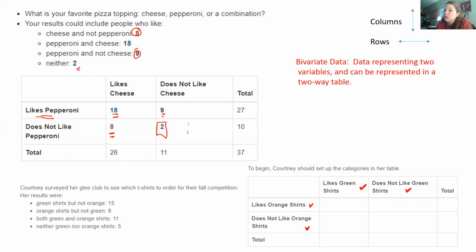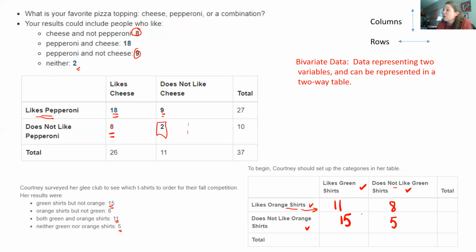If we want people who like green shirts but not orange, green shirts are here, and does not like orange shirts. These are 15 people who like green and do not like orange. How about people who like orange shirts? Right here, I'm looking for likes orange shirts. I'm looking at this row, but not green. Well, these people right here do not like green, so those 8 will go right here. How about the people who like both? Likes orange, likes green, those 11 go here. And then how about the people who like neither? Does not like orange shirts, does not like green shirts, and that's 5.